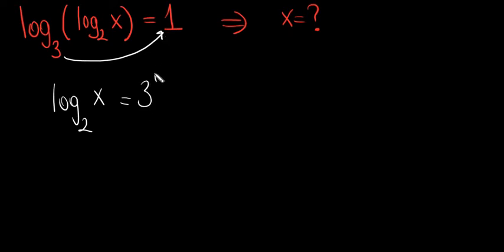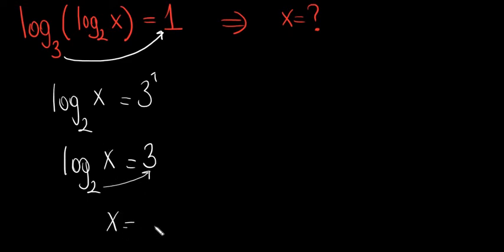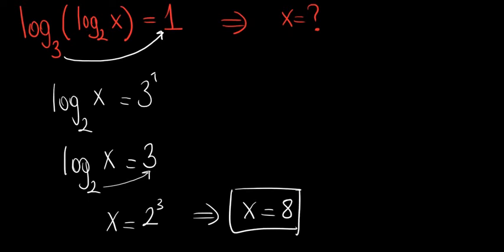And any number to the power of 1 is going to be that number itself. So 3 to the power of 1 is going to be equal to 3. So log base 2 of x is going to be 3. So now, in order to solve this, we need to take 2 to the power of 3 to get x. So 2 cubed is equal to x. So that means x is equal to 8. So this is going to be the answer.